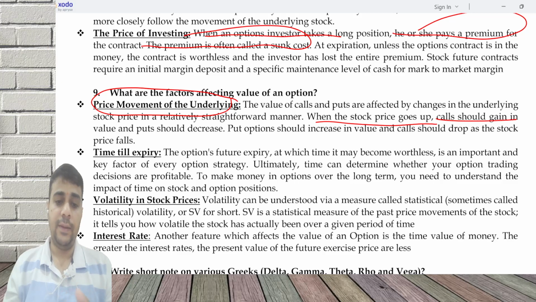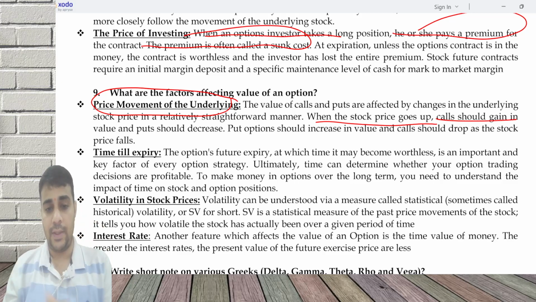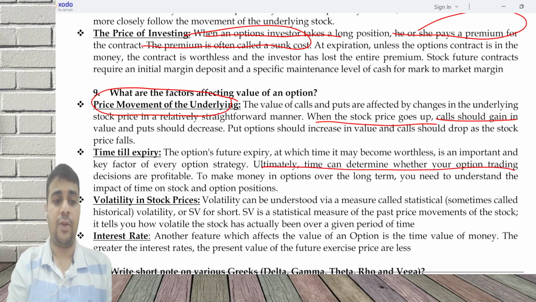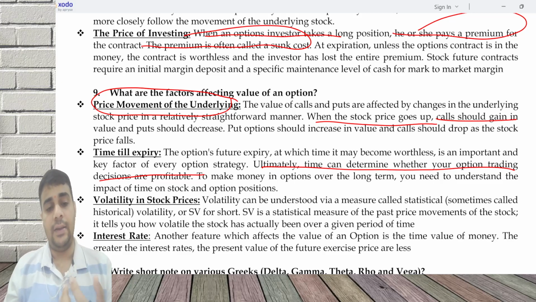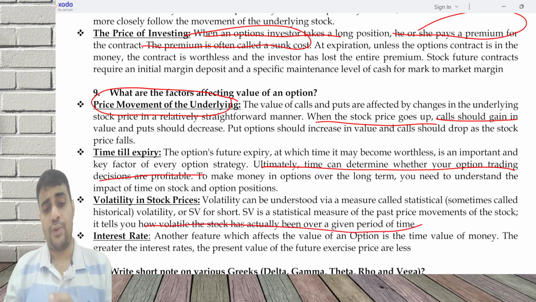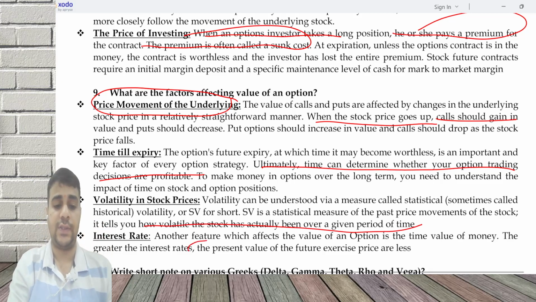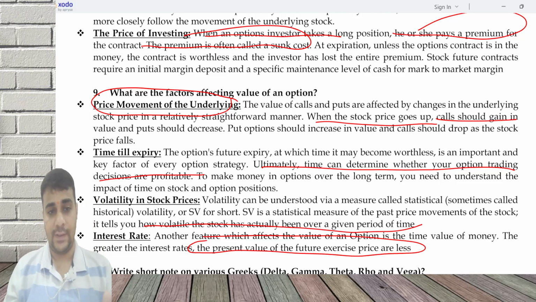Time till expiry. As time passes by, you will see the value of the option coming down. Ultimately, time can determine whether your option trading decisions are profitable. Volatility in stock prices is technically called standard deviation. Higher the volatility, more will be the value of the option, depending on how volatile the stock has been. Interest rate: as interest rate goes up, the present value of the future exercise price goes down, and this will also impact the option price.